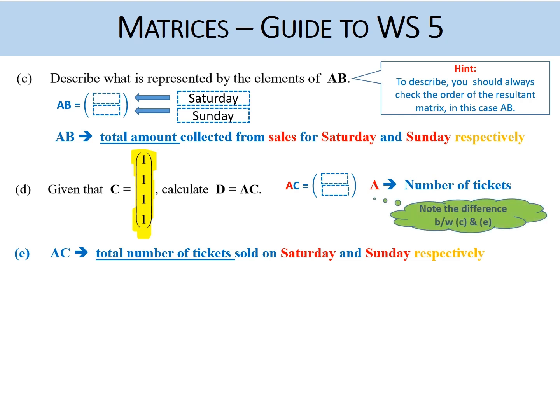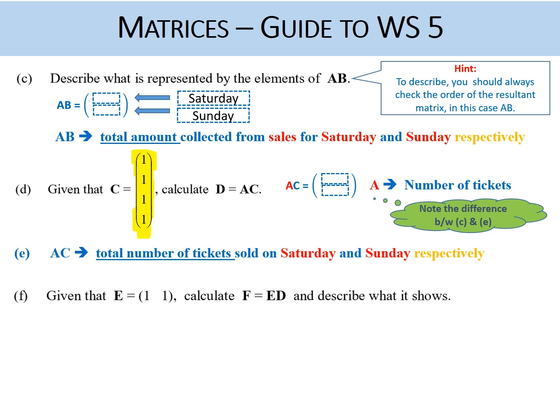Over here, I would invite you to note the difference between part C and part E. Note that part C is referring to the total amount collected, whereas part E is referring to the total number of tickets sold. So note the difference.